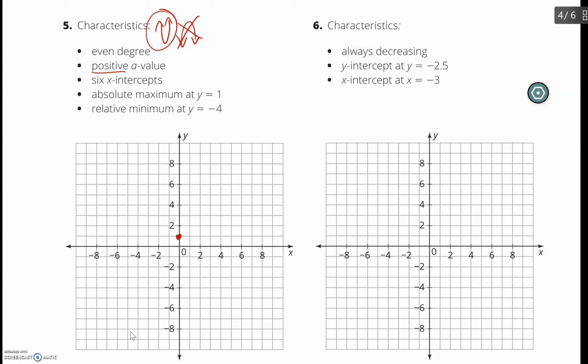Okay. So if it has an absolute maximum, that means it's going to need some sort of a hilltop at some point. But because of the positive a value, it tells us that our graph goes up. Therefore, there is no absolute maximum for a graph like this, because it's going to continue to go up forever and ever, and it's never going to tap out at the top anywhere. So this graph is not plausible because you can't have an even degree with a positive a value and have an absolute maximum.